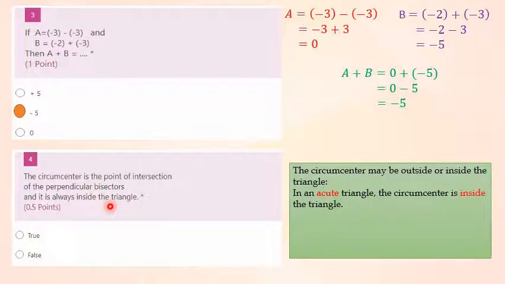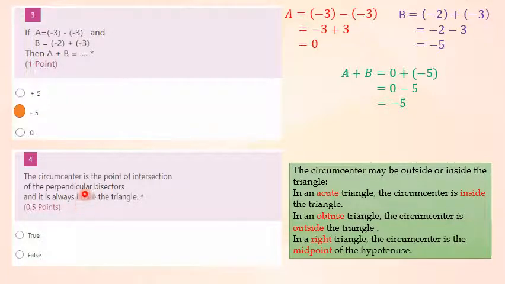Okay? Here, we should memorize these rules well. In an acute triangle, the circumcenter is inside the triangle, while in an obtuse triangle, the circumcenter is outside the triangle. The trick was here. So, our statement here is false, and as a note, in a right triangle, the circumcenter is the midpoint of the hypotenuse, and this is very important.